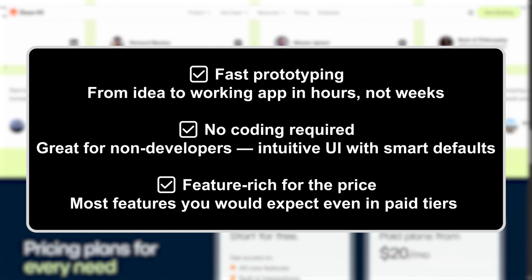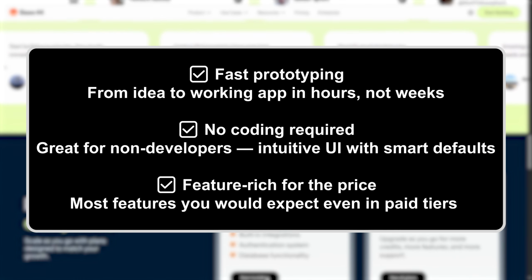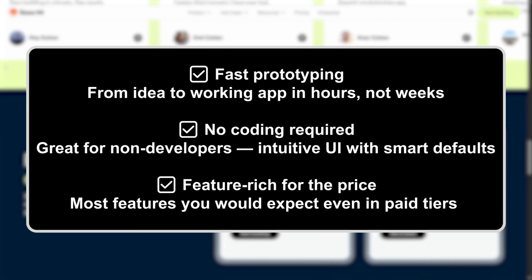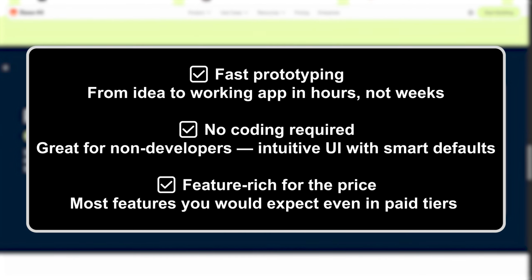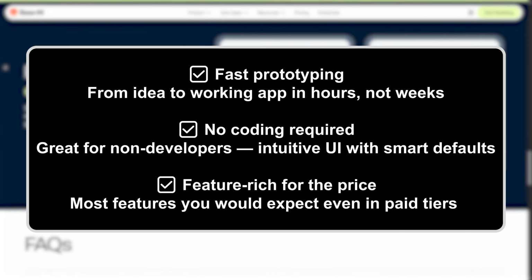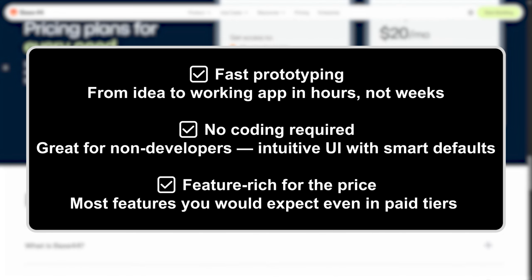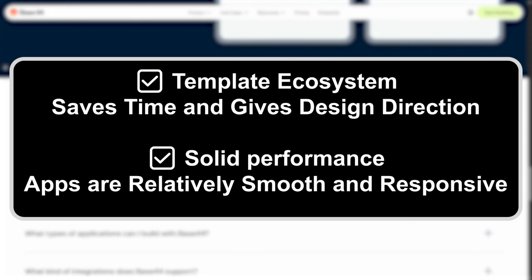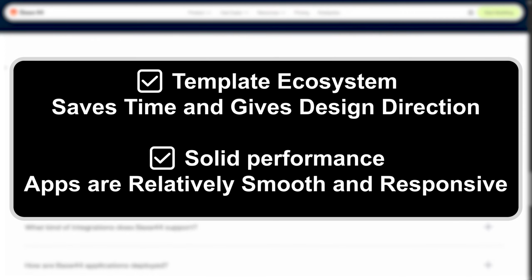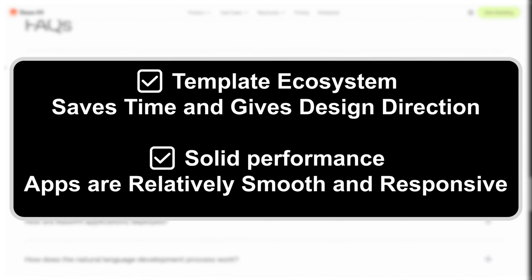Pros: fast prototyping from idea to working app in hours, not weeks. No coding required. Great for non-developers. Intuitive user interface with smart defaults. Feature rich for the price. Most features you would expect even in paid tiers. Template ecosystem saves time and gives design direction. Solid performance. Apps are relatively smooth and responsive.